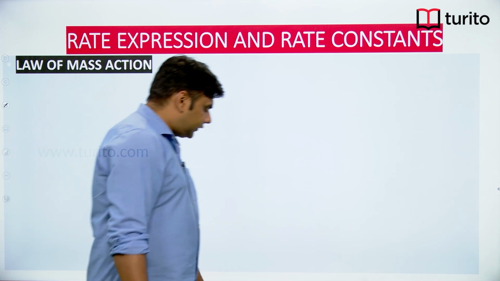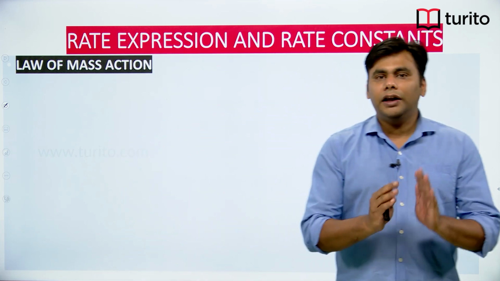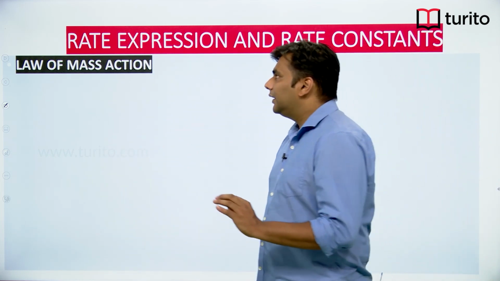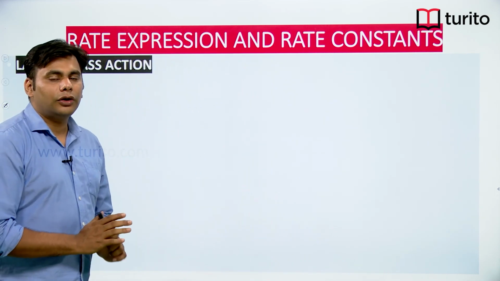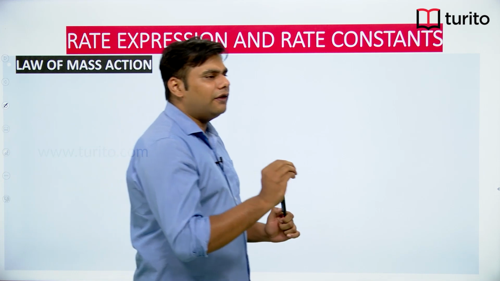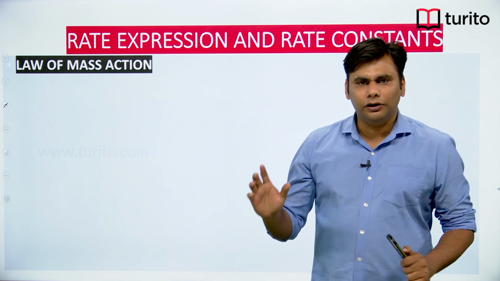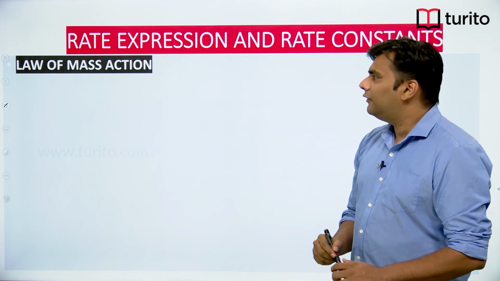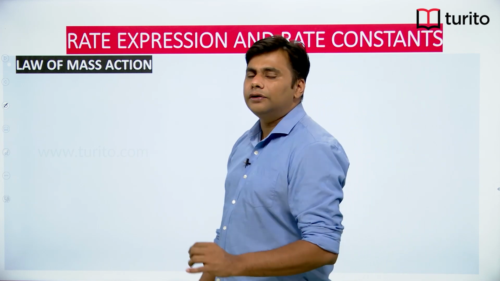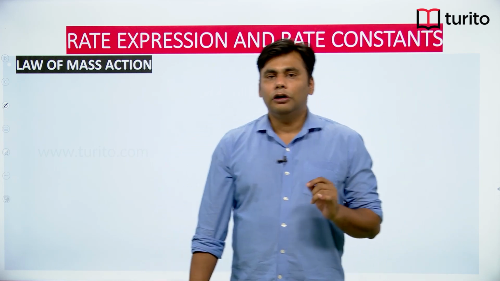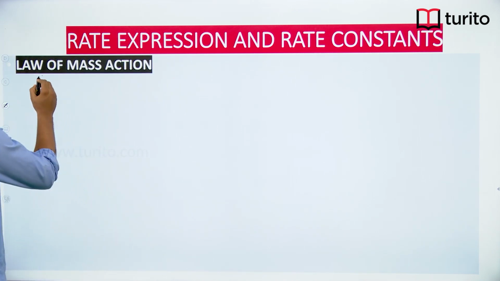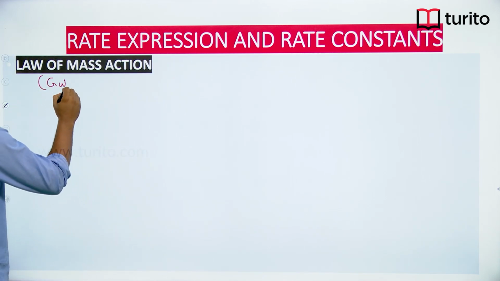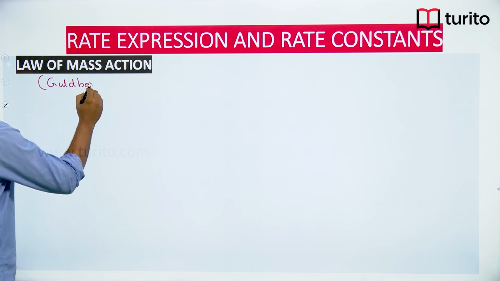Now let us start the very important topic, that is rate expression and rate constants. Basically, everyone might have an idea of chemical equilibrium. There we studied one law which is called the law of mass action. Law of mass action was basically given by two scientists, Goldberg and Waage.